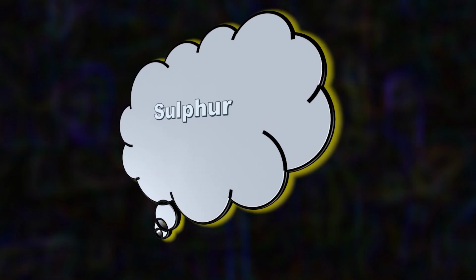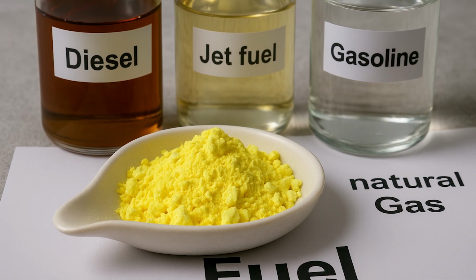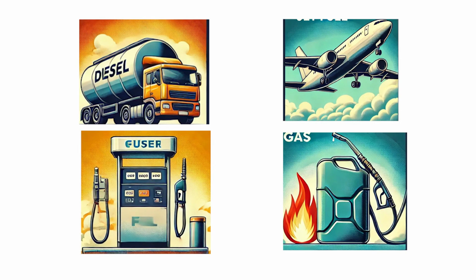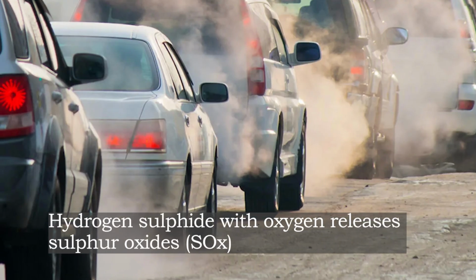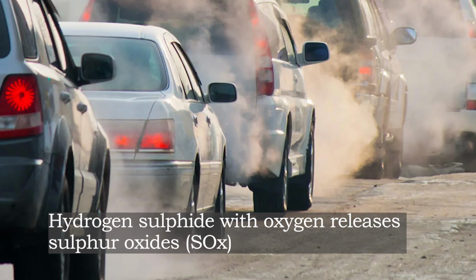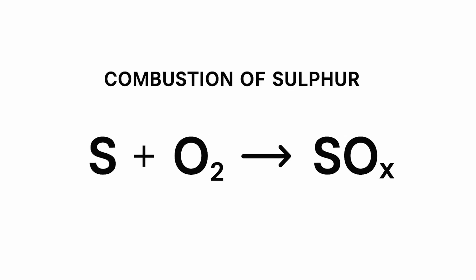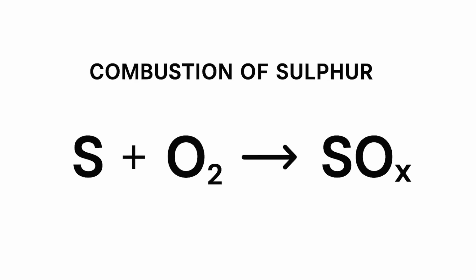The major impurity is sulfur, which is mostly found in diesel and jet fuel and also in gasoline and natural gas. The combustion of sulfur or sulfur compounds such as hydrogen sulfide with oxygen releases sulfur oxides. Sulfur dioxide is the major product of this combustion.